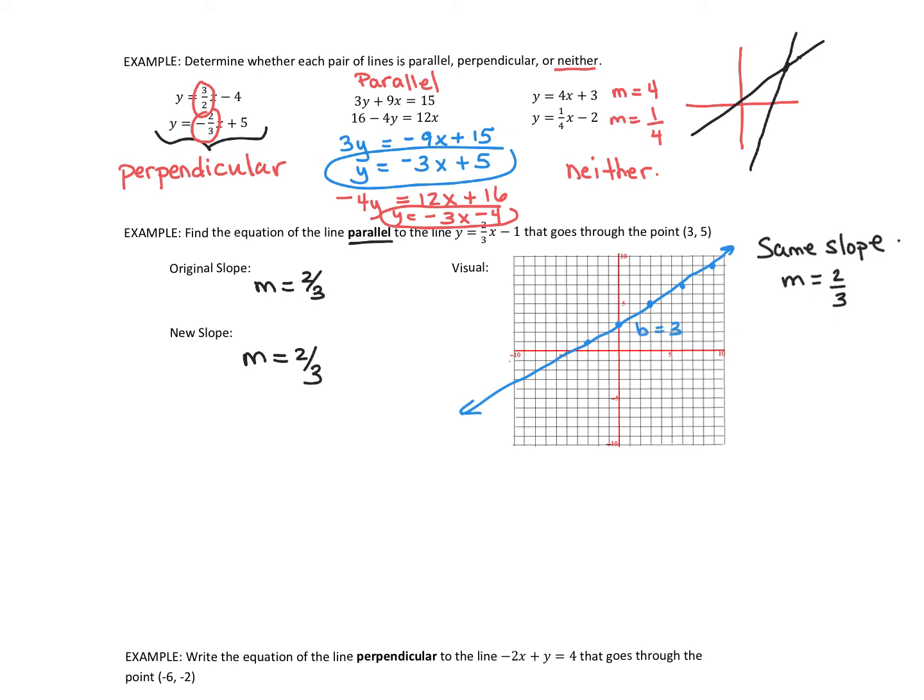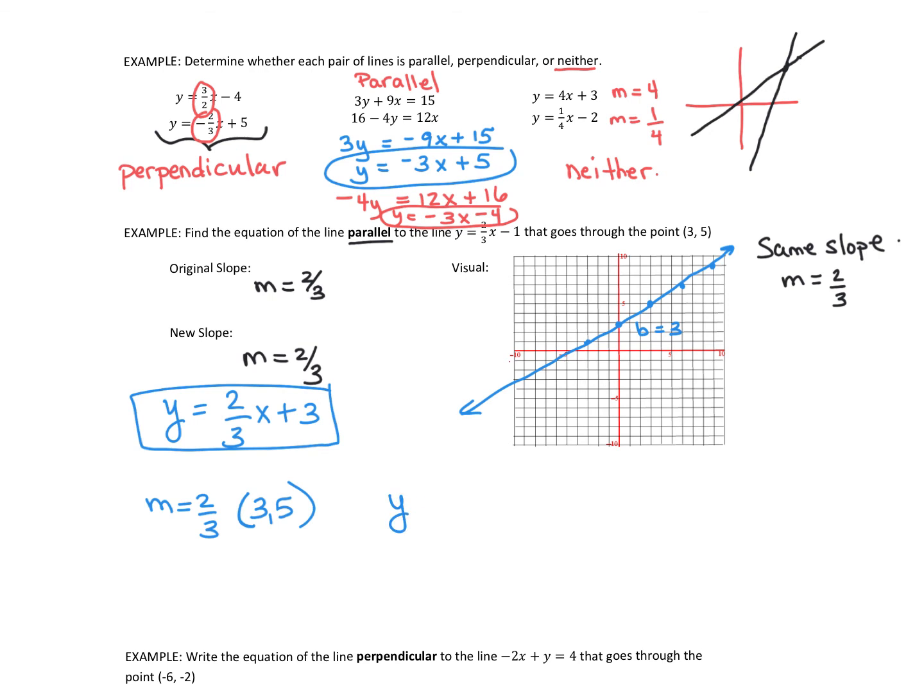So the equation is going to be 2/3 x plus 3. If you didn't graph this, you could just use a slope of 2/3 and the ordered pair 3, 5 and plug it into this equation. So in for y, we'd put 5, 2/3 times 3 plus b. So we have 5 equals 2 plus b, and b equals 5 minus 2, which is 3. So we could find it that way as well.